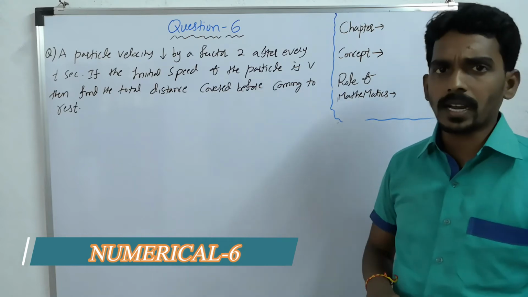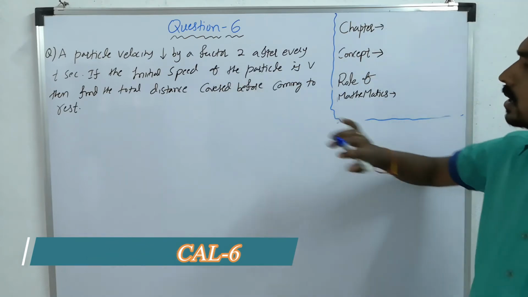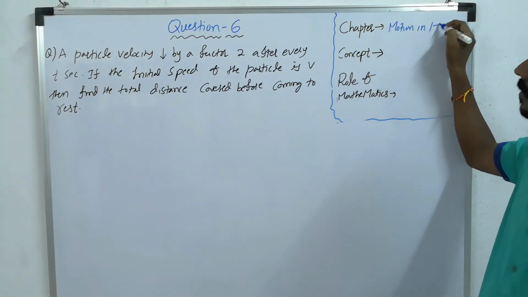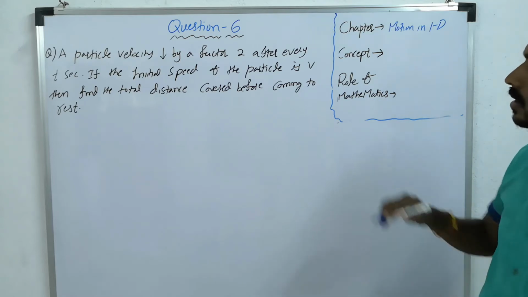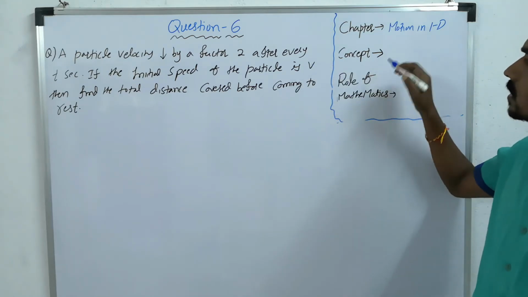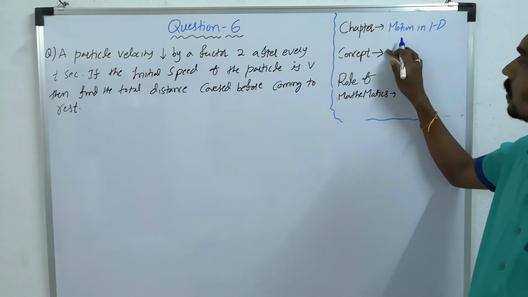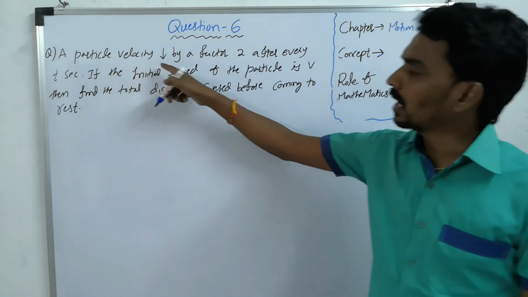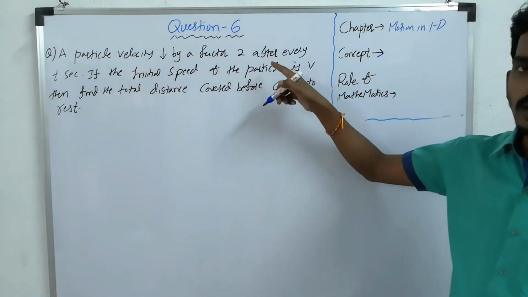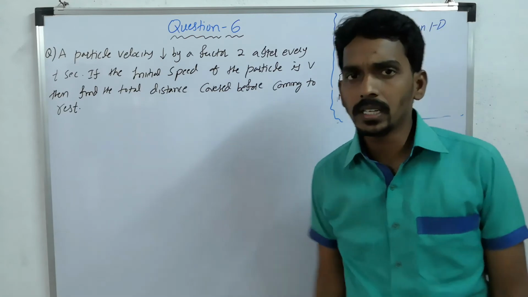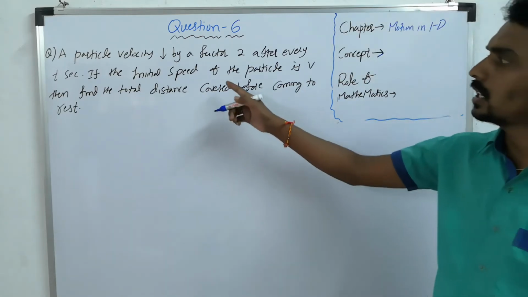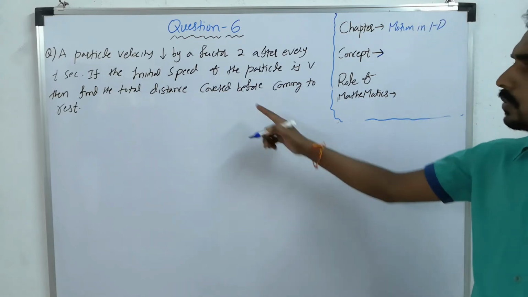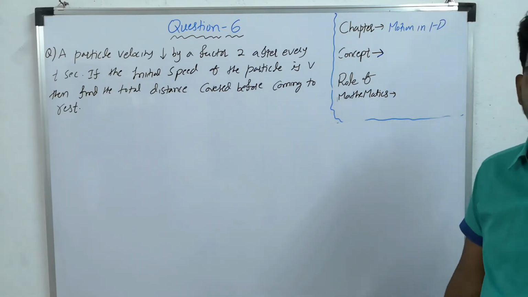So if you understand the question, it is related to motion in one dimension. Now, the concept is: the particle's velocity decreases by a factor of 2 after every t seconds. If the initial speed of the particle is v, then find the total distance covered before coming to rest.